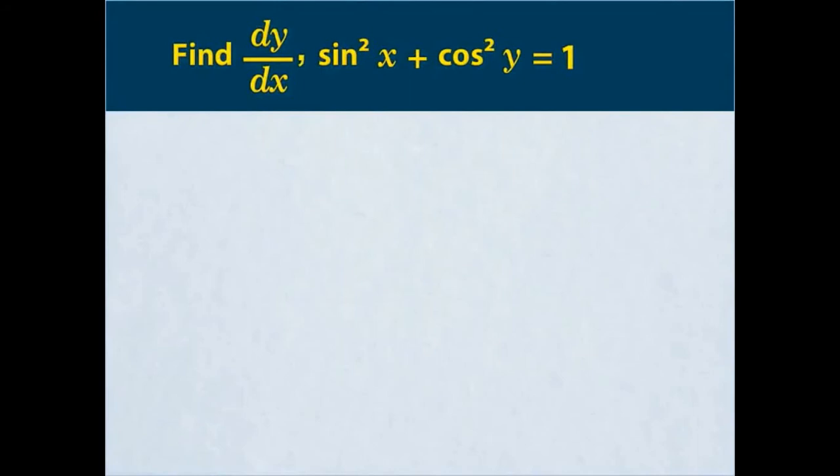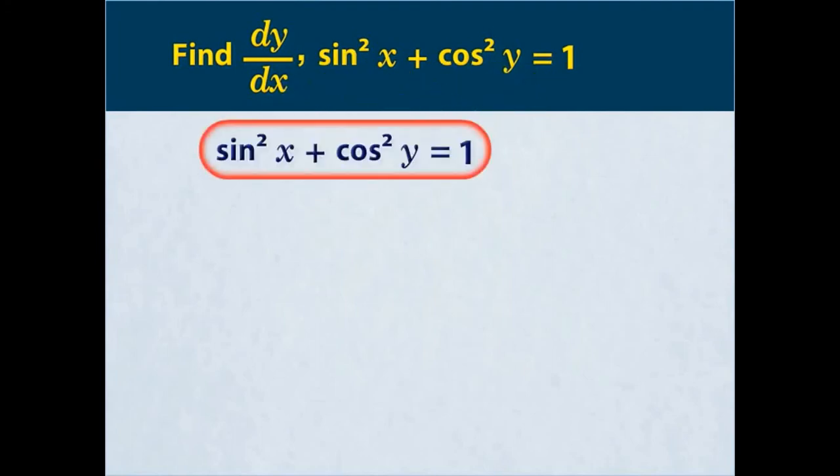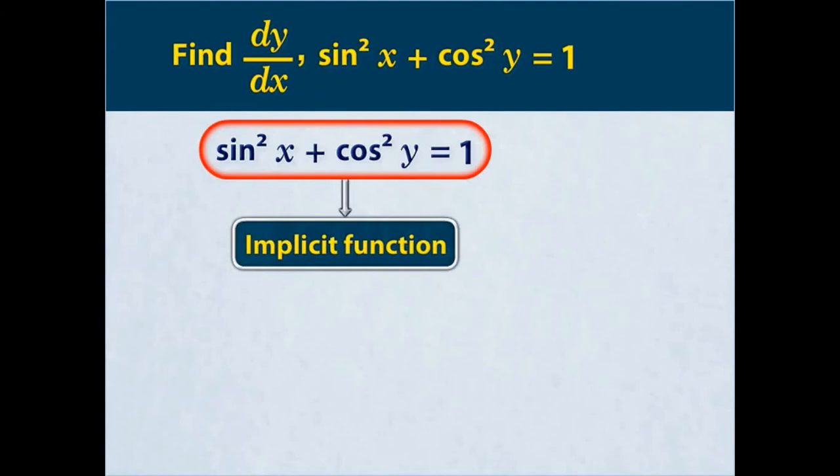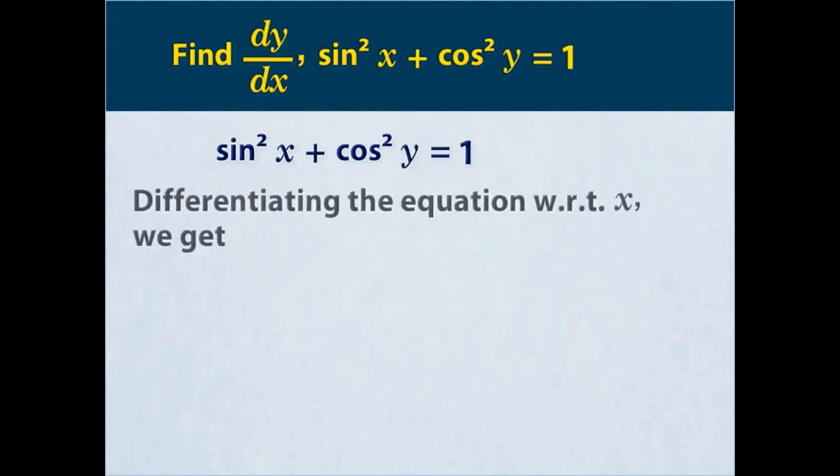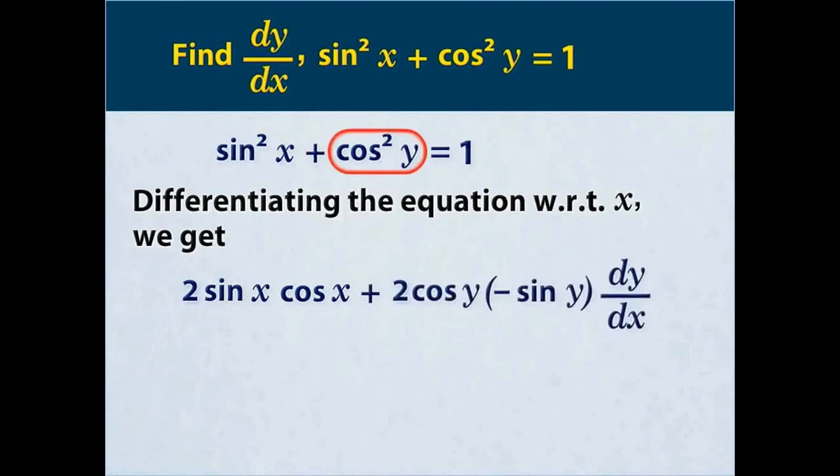Let's look at one more example. We need to find the derivative of y with respect to x if sine square x plus cosine square y equals 1. Again, the equation represents an implicit function. We begin with differentiating the equation with respect to x. Applying the chain rule for differentiation, we get 2 times sine x into cosine x plus 2 cosine y times minus sine y into dy by dx equals 0.